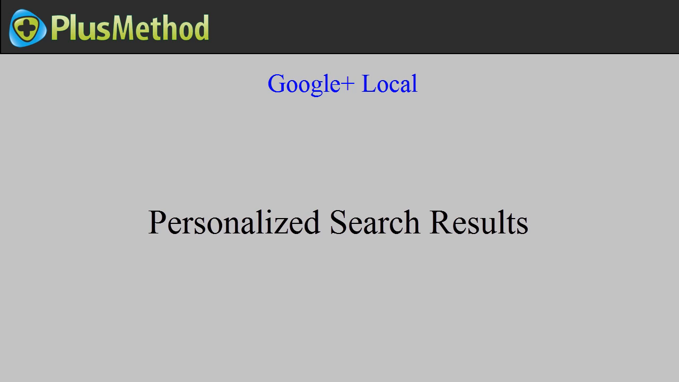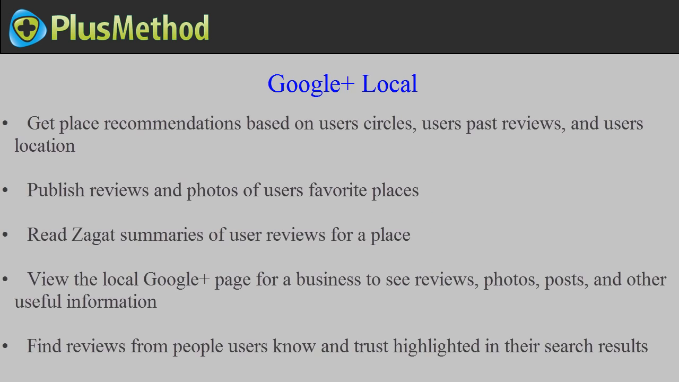Google Plus Local helps users discover and share places. Google's 5-point scoring system gives you detailed insight into businesses before you visit, and Zagat summaries of user reviews to help you decide where you want to go. Now, with Google Plus Local, users can get place recommendations based on user circles, user past reviews, and even users' location. They can also publish reviews and photos of users' favorite places. They can also read Zagat summaries of users' reviews for a place. They can view the local Google Plus page for that business to see reviews, photos, posts, and other useful information. They can also find reviews from people users know and trust highlighted in their search results.